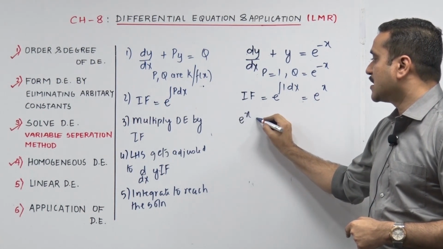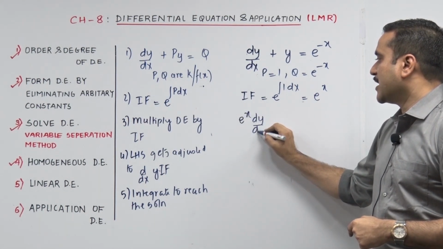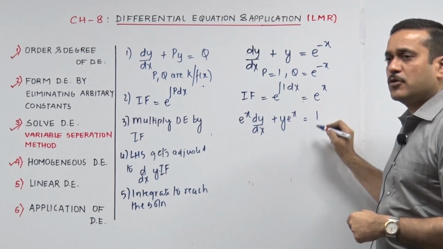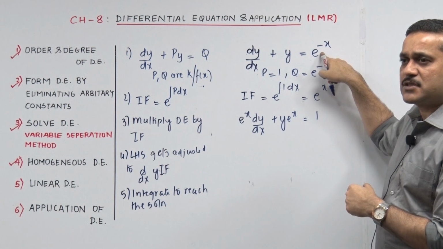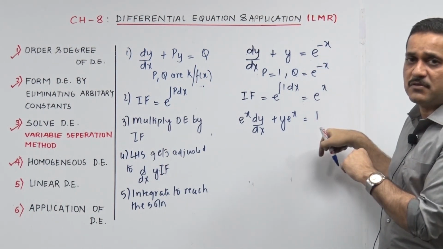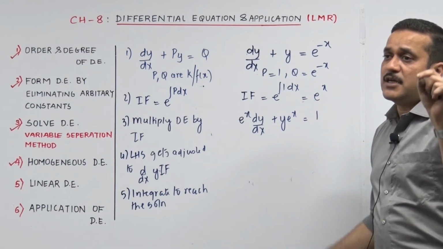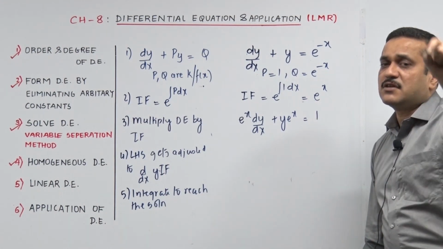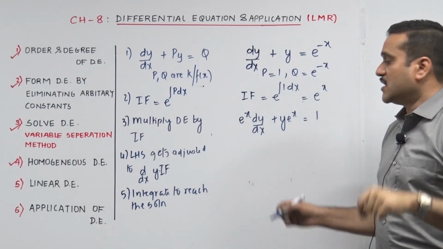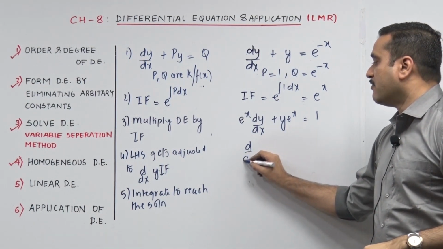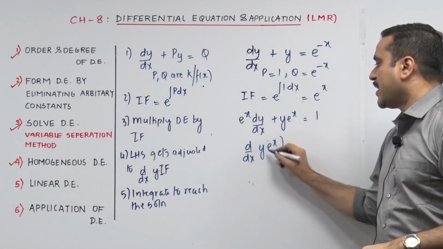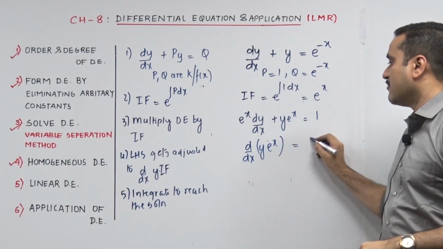So e raised to x dy by dx, please check it, plus y e raised to x is equal to 1. I hope you all got 1. That's 1 upon e raised to x. When you multiply with your integrating factor e raised to x, you get the cut, you are left with 1. Now, once you multiply the differential equation with your integrating factor, the left hand side will surely get adjusted to what? The derivative of y into integrating factor. The integrating factor of my sum is e raised to x. Of course, on the other side it is 1.